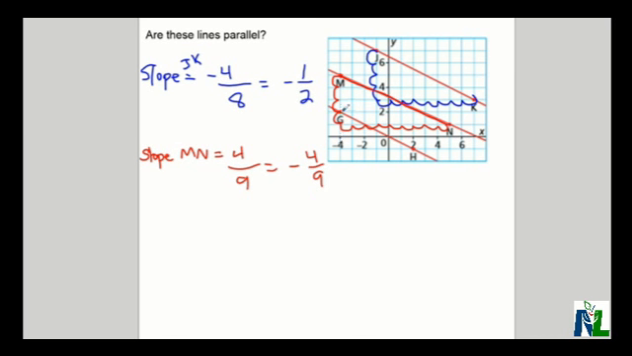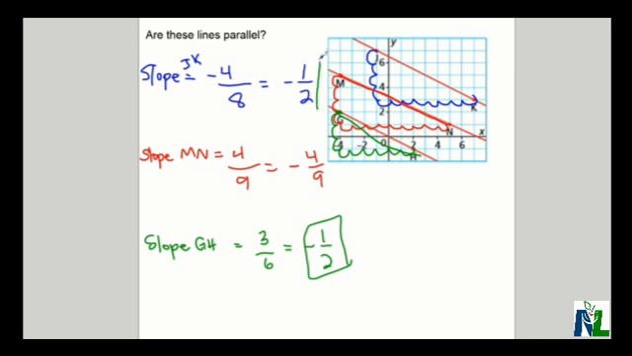Let's look at the slope of GH next. Down 3, and over 6, so 3 over 6. And of course it is downhill, so it is a negative slope. So it's negative 1/2. And we can see that GH and JK have the same slope. So we can say JK is parallel to GH.